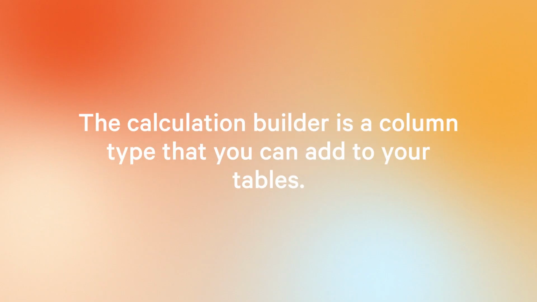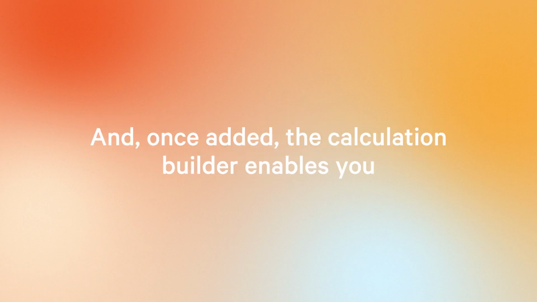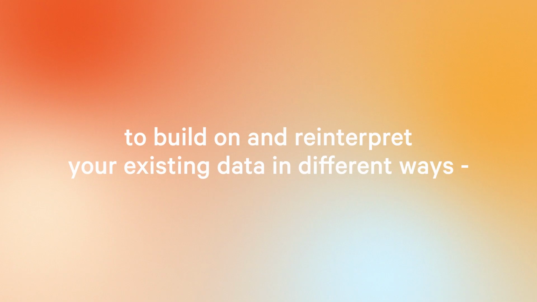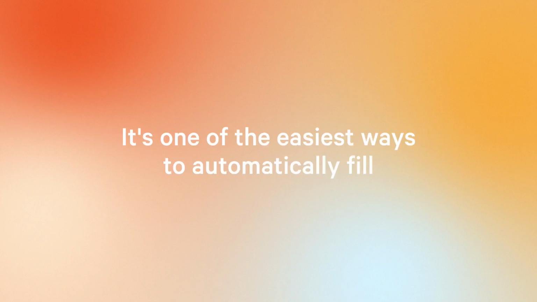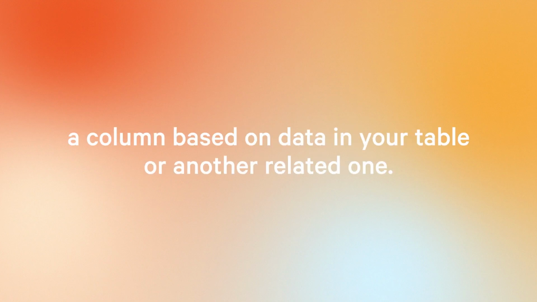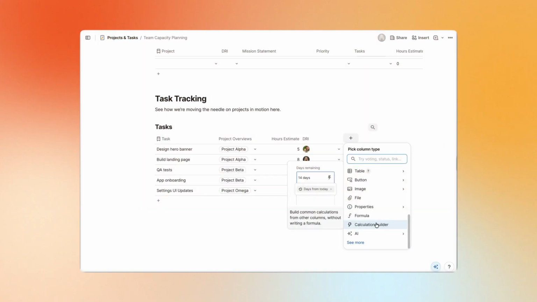The calculation builder is a column type that you can add to your tables, and once added, the calculation builder enables you to build on and reinterpret your existing data in different ways using pre-built formulas that Coda applies if selected. It's one of the easiest ways to automatically fill a column based on data in your table or another related one. With it, you can turn raw data into something that's immediately usable.